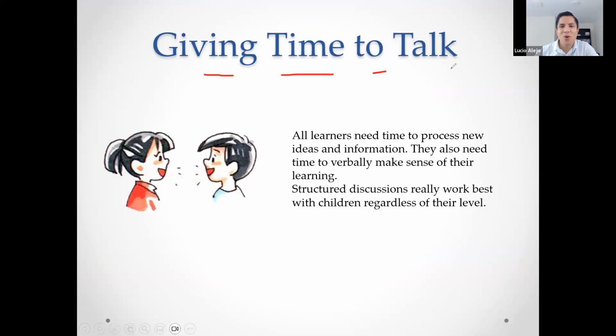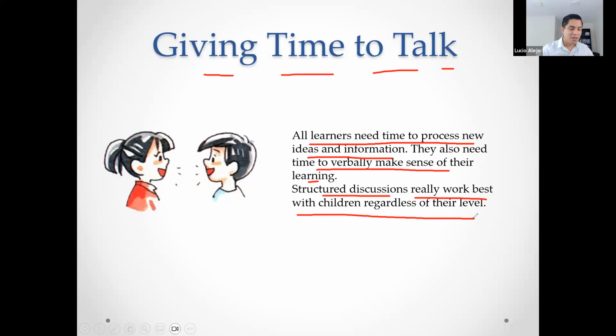Giving time to talk. All learners need time to process new ideas and information. They also need time to verbally make sense of their learning. Structured discussions really work best with children regardless of their level. What does it mean? If you are telling your students, okay, guys, we have a project. You have 10 minutes to create a conversation. This is the language that you need to use. This is the situation, and these are the characters that you need to include in your conversation.